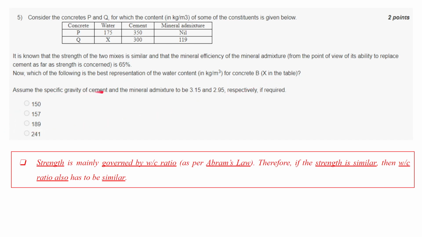Assume the specific gravity of cement and the mineral admixture to be 3.15 and 2.95 respectively if required. Okay, so here basically we need to find the value of x. So x gives the value of water content in Q.